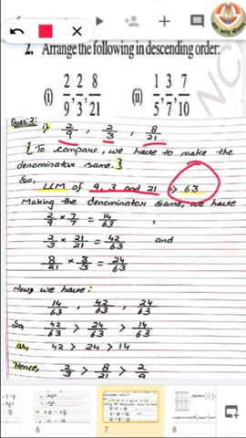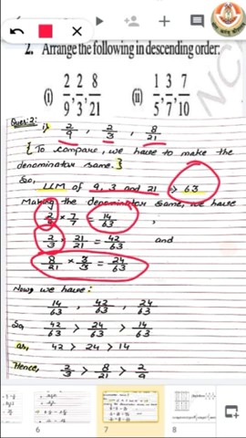Now for making denominators the same, we have to convert all the denominators to 63. So for the first fraction, we multiplied the fraction with 7 to get 63 in the denominator. So the numerator will also change. Then for the second fraction, we multiply the fraction with 21 to get 63 in the denominator. So the numerator will also change, and in the same way for the third fraction. Now we have new fractions with the same denominator.